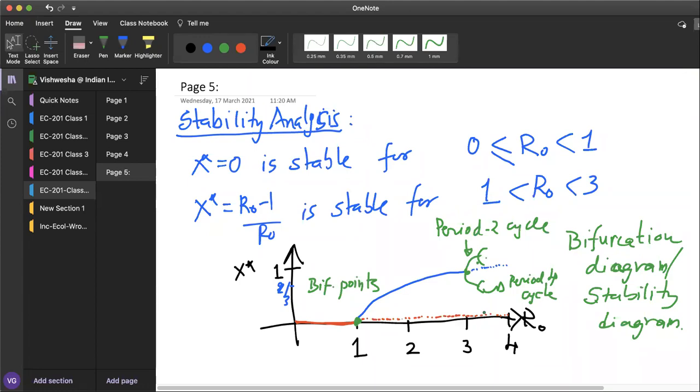Okay, yeah, so if X becomes negative, maybe... Even, can you switch on your video if possible? Yes, sir. Yeah.